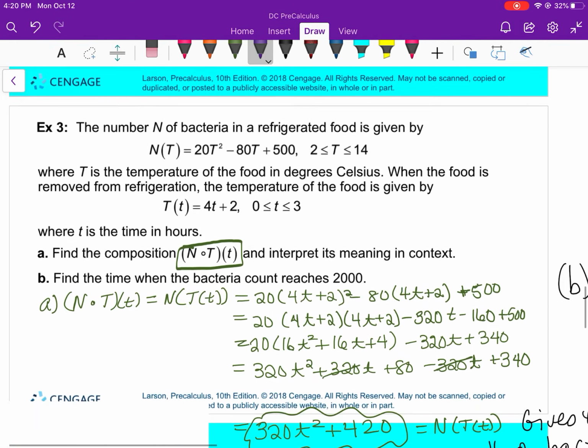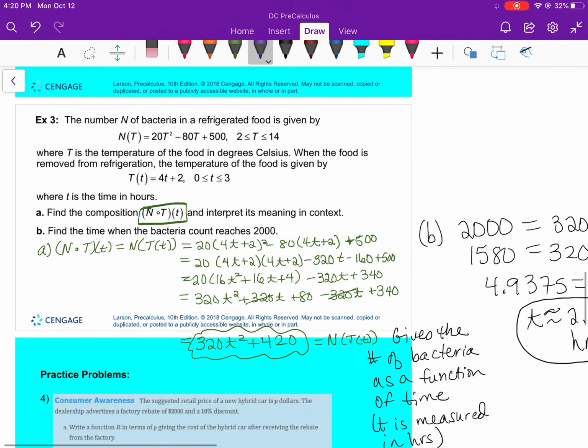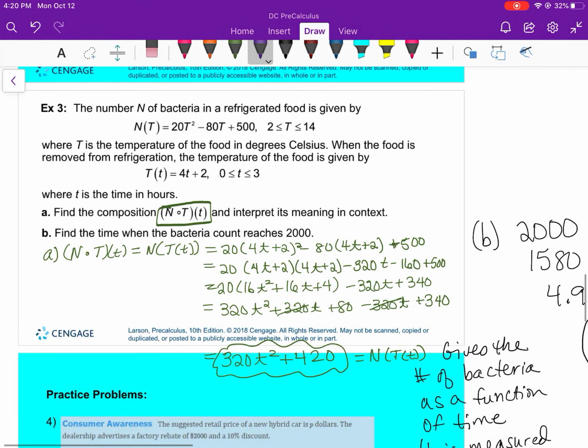Finally, we did a word problem. Okay, capital N is the number of bacteria given by this function. T is the temperature in Celsius. It ranges from 2 to 14 degrees Celsius. So you have bacteria in food when it's refrigerated, and then this function here gives you the temperature of the food as a function of time. And that time is from 0 to 3 hours.